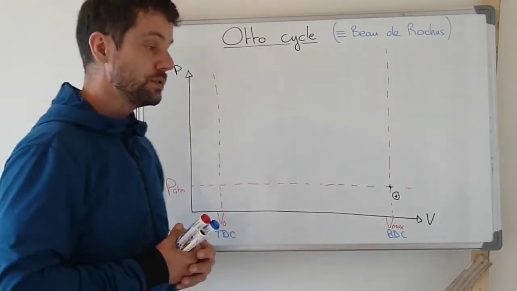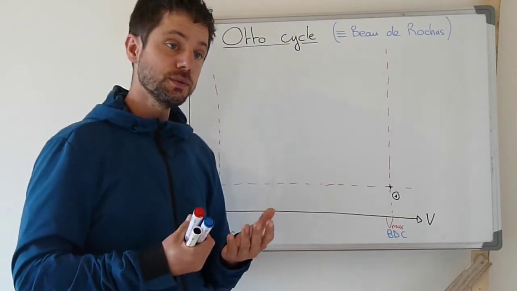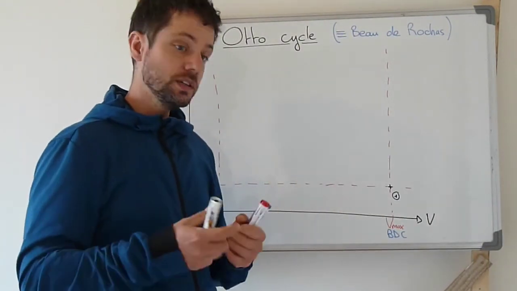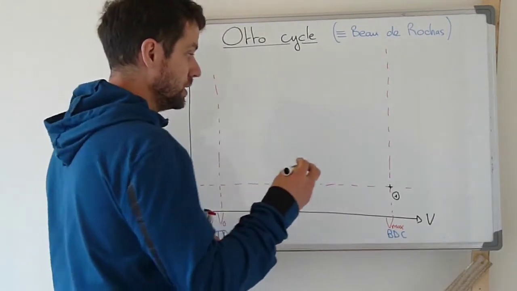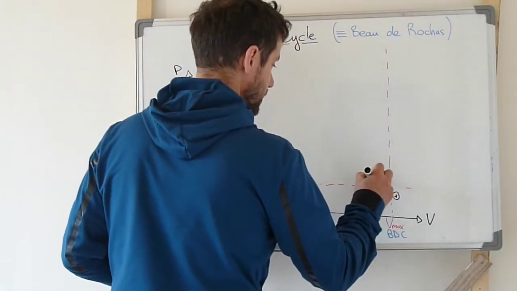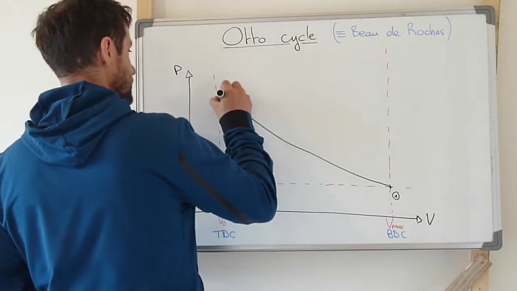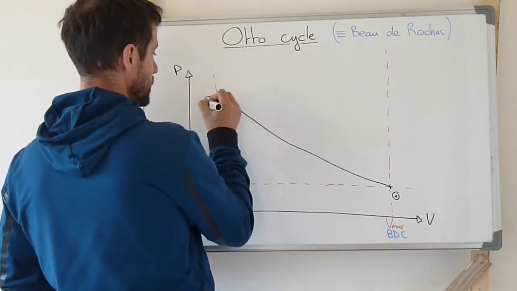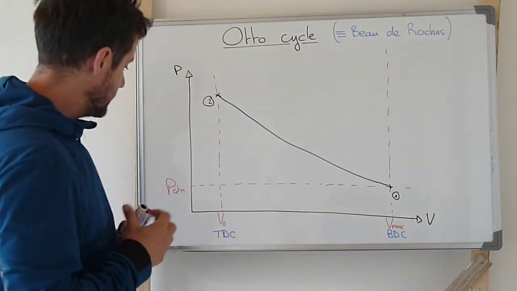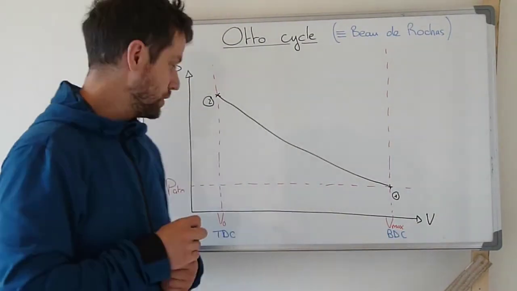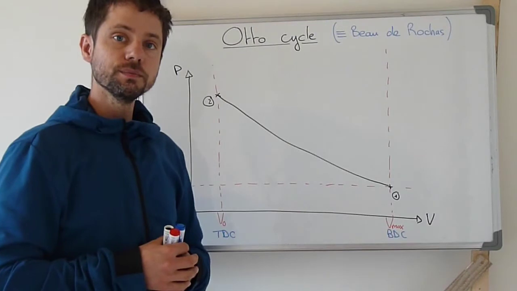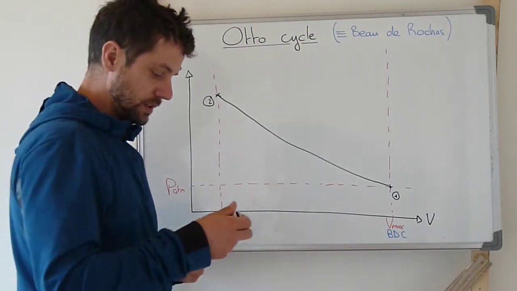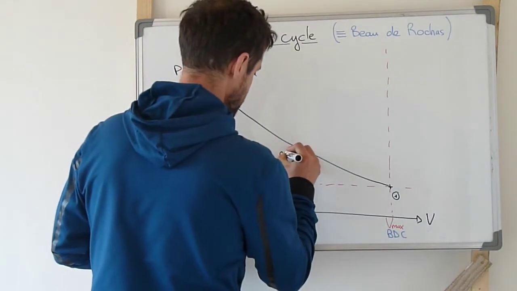So, if we want to plot this transformation in a PV diagram, it will look like a hyperbola, and the pressure will increase this way up to what we call point 2 once at the clearance volume, so at the top dead center. So this is the compression.